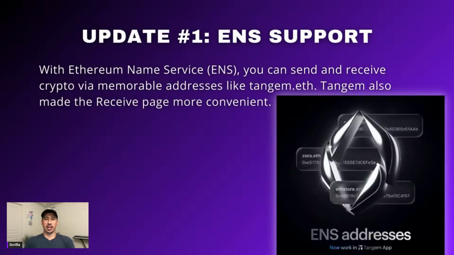I went over some of these briefly last week. The first update is ENS support, which is Ethereum Name Service. Basically, you can send and receive crypto using a memorable address. This is just for the Ethereum network. So, for example, tangem.eth. This is really only applicable for people who use an ENS name, which is a way to turn your long Ethereum address, which is like 42 characters, into a simple .eth name.